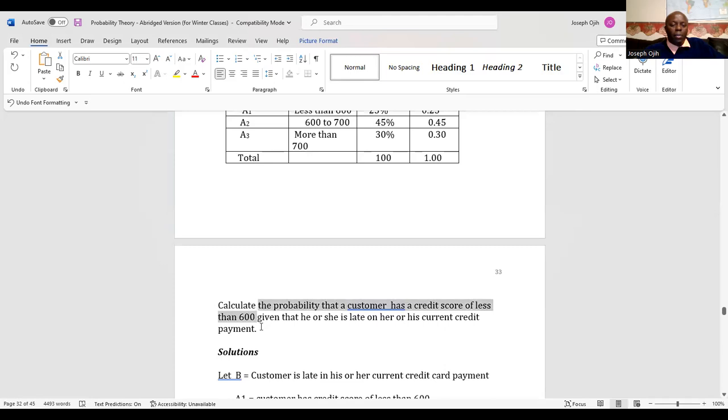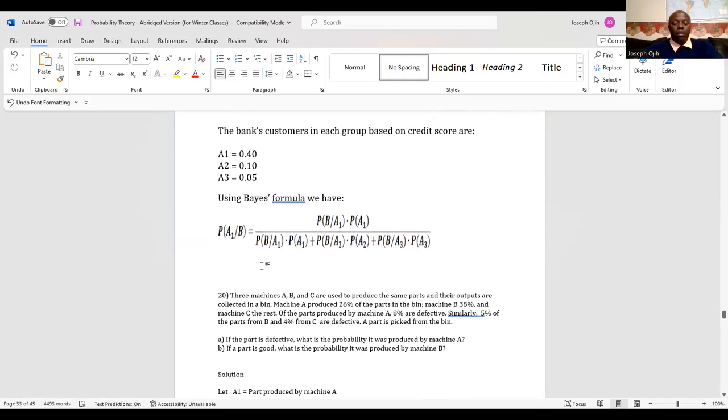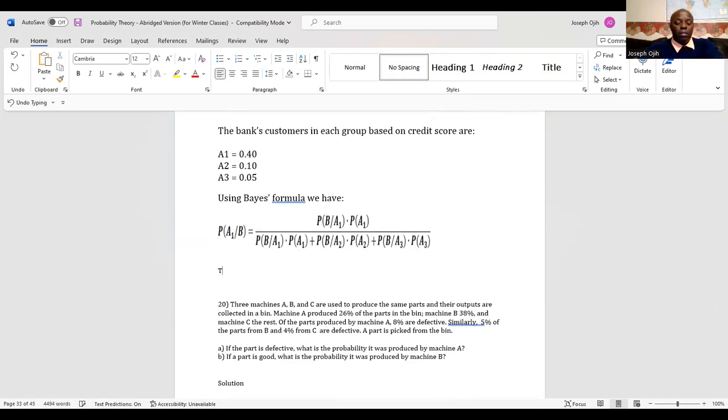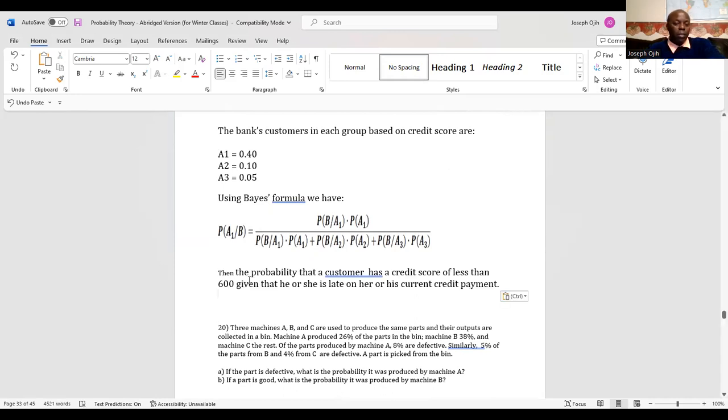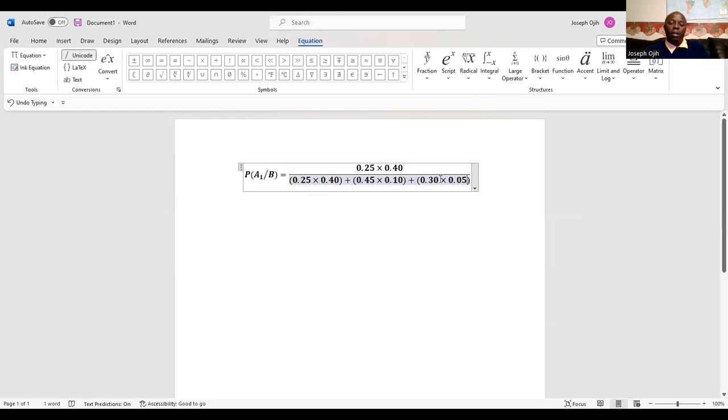So let me copy it. The probability that a customer has a credit score of less than 600, given that he or she is late on her current credit card payment is, okay. Now we have put everything in the formula. Let us now calculate it, and we'll get our answer.